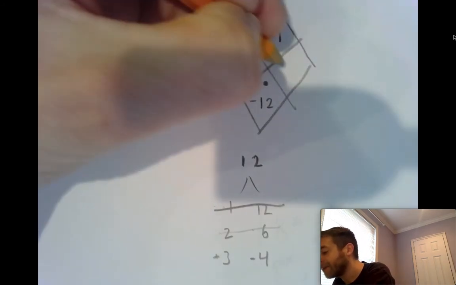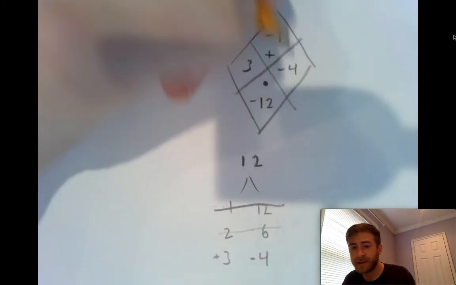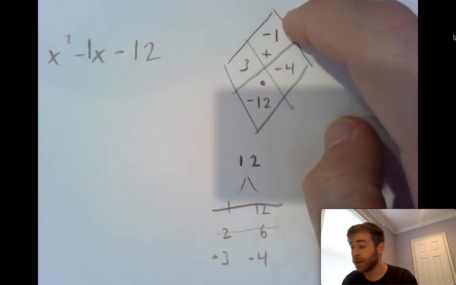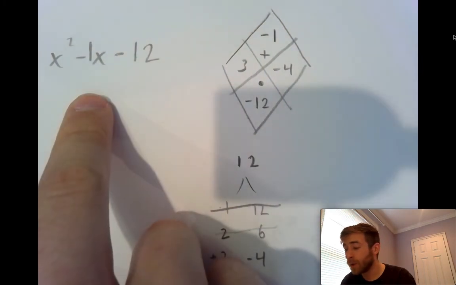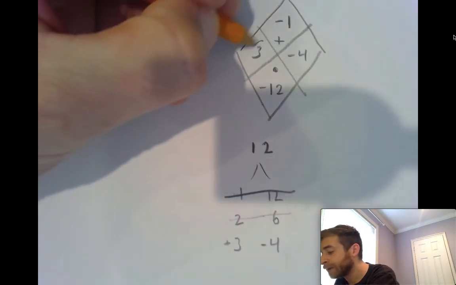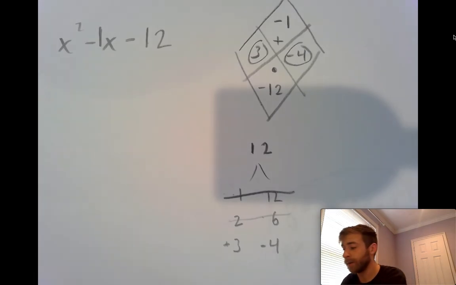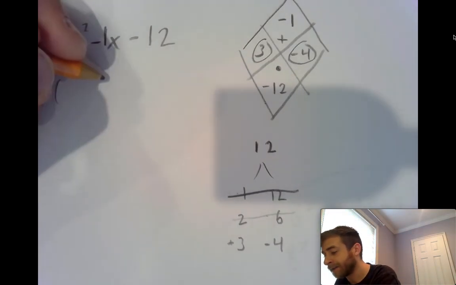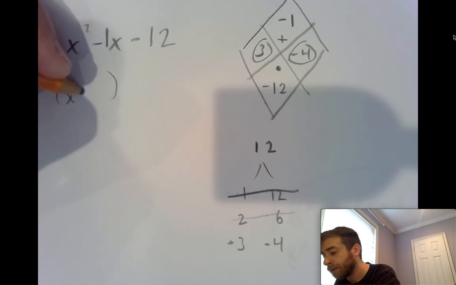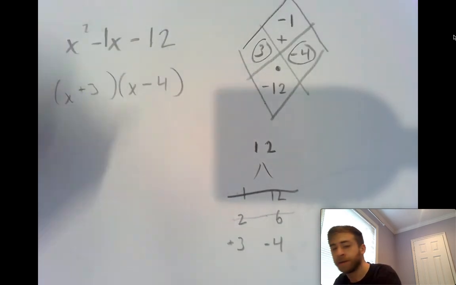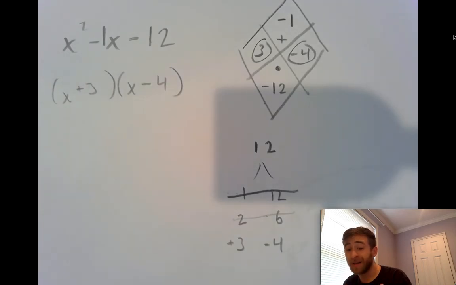So you just kind of have to do these problems. You just have to list out your factors and then work out which ones add up to make that number up there, which is our second term. And so these are going to be the numbers in my factored form. So I'm going to have this as x plus 3 and x minus 4. And that should be our factored form.